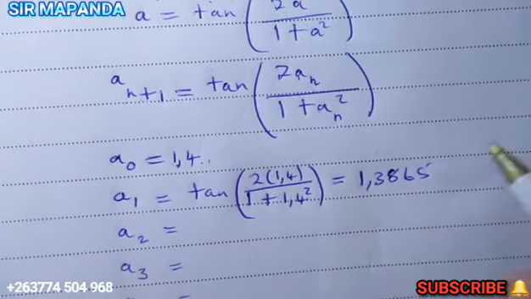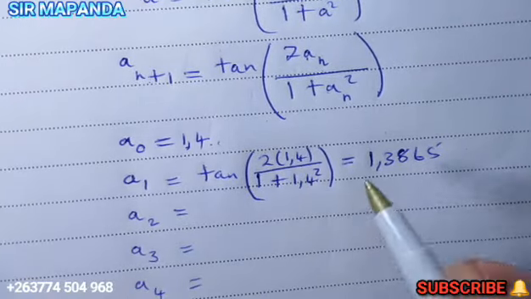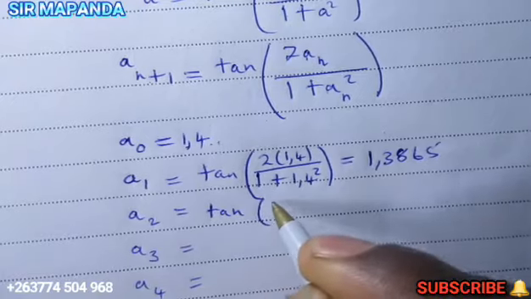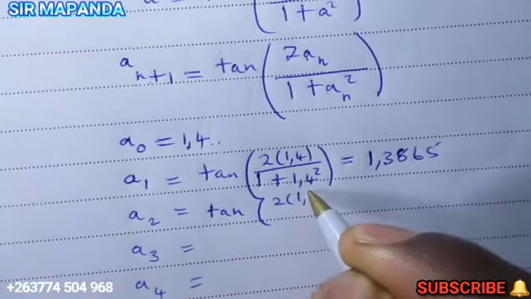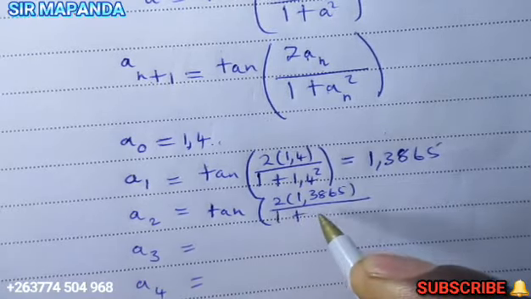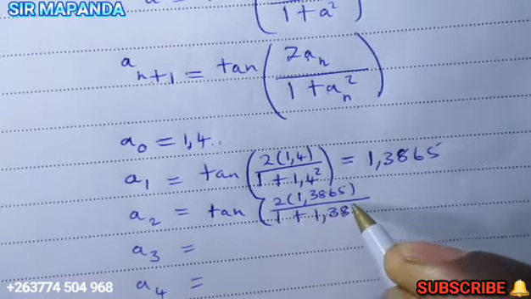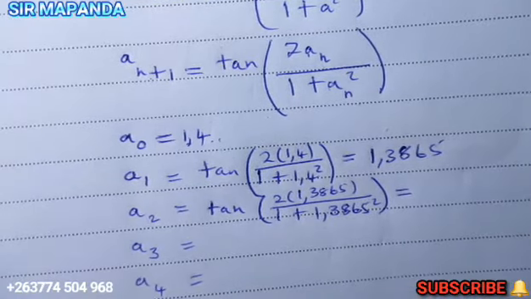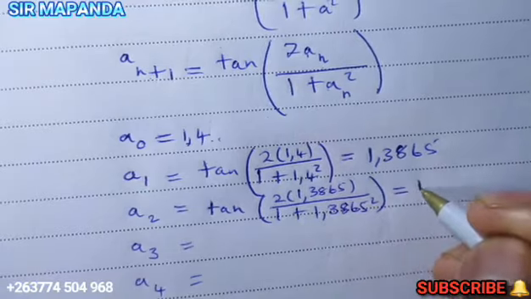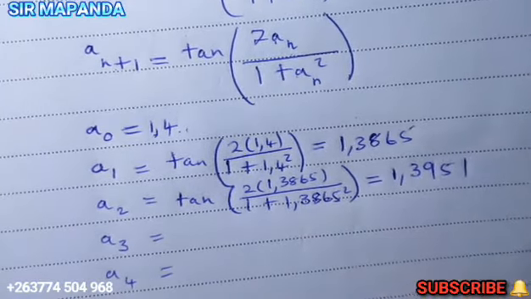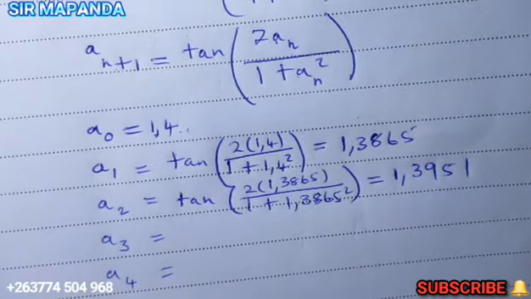Right, I hope you are listening. Then if you substitute 2, open bracket 1,3865 over 1 plus 1,3865 squared. If you punch this in your calculator, it gives you 1,3951. I hope you are listening, class.